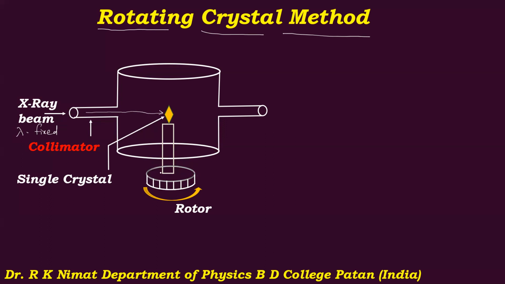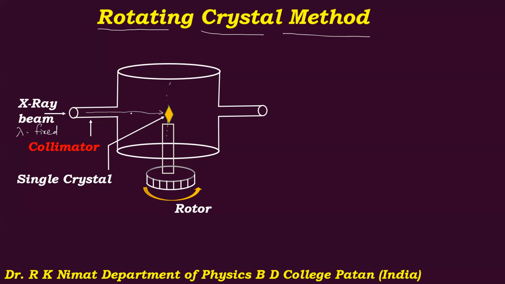Care is taken that one of the crystallographic axes coincides with the axis of rotation. We know that there are three crystallographic axes. We can call them a, b, and c. So one of the crystallographic axes is made to coincide with the axis of rotation, which is kept perpendicular to the direction of the incident beam. This is the direction of the incident beam, and this is the axis of rotation, and it should coincide with one of the crystallographic axes.